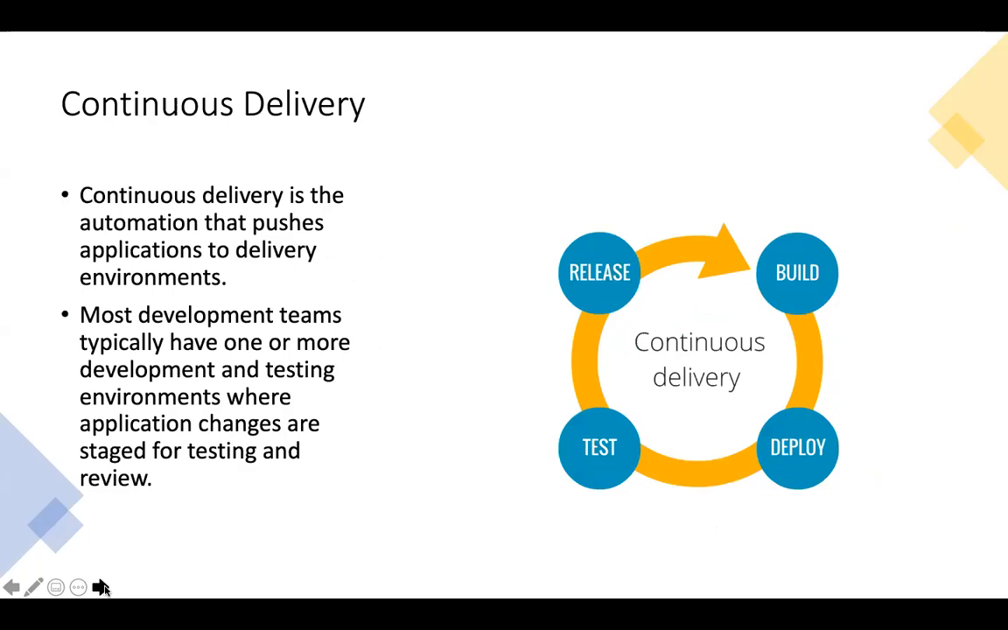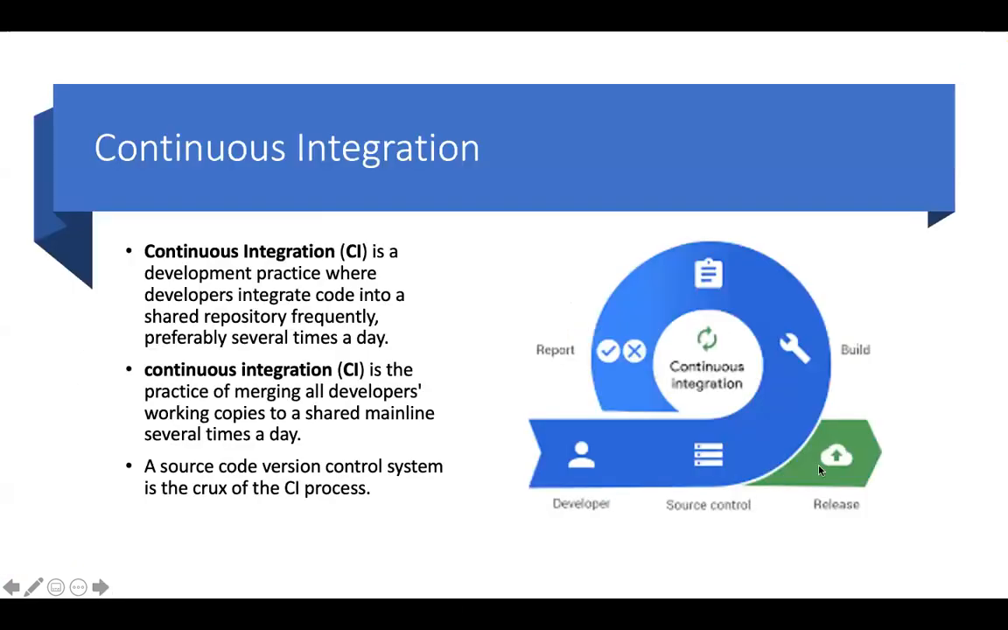So continuous delivery is the other one. Continuous delivery is the automation that pushes the application to the delivery environment. Just like continuous integration is the first phase, the second phase is continuous delivery, because from the continuous integration release, it's just going to release something like artifacts. It could be a .war file, like a bundle file. Of course, it's not going to be a zip file, I'm just giving an example. That's what this output will look like after it has gone through all these stages, build and everything. So it will release that kind of thing.